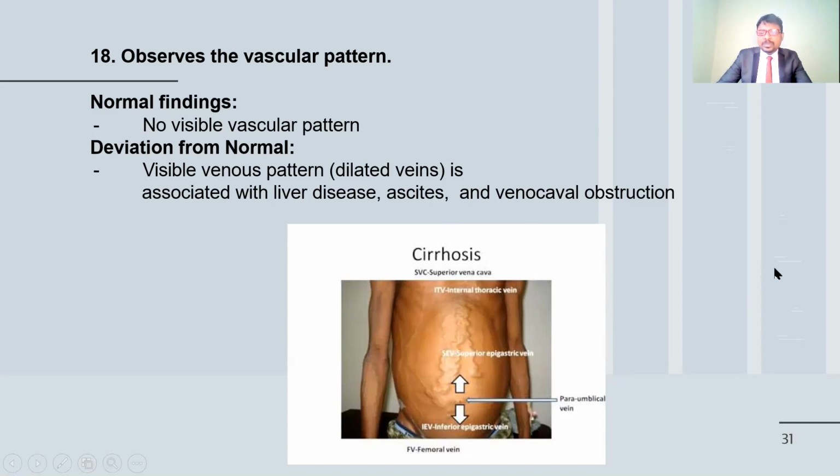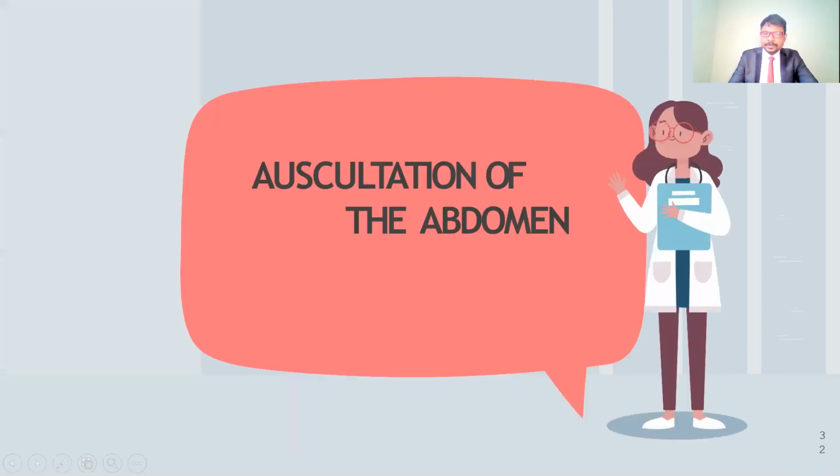And also venocaval obstruction. If there is any obstruction in the veins, any thrombus formation, any obstruction from tumors or blood vessel damage, or any thrombosis, we may get this venocaval obstruction. Any complete obstruction, extra growth, compression, or narrowing or stenosis of the veins may lead to this type of complication. Then auscultation of the abdomen.